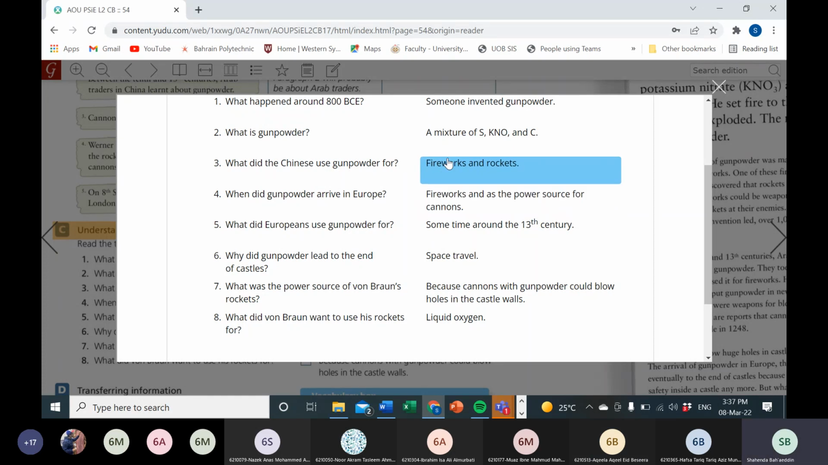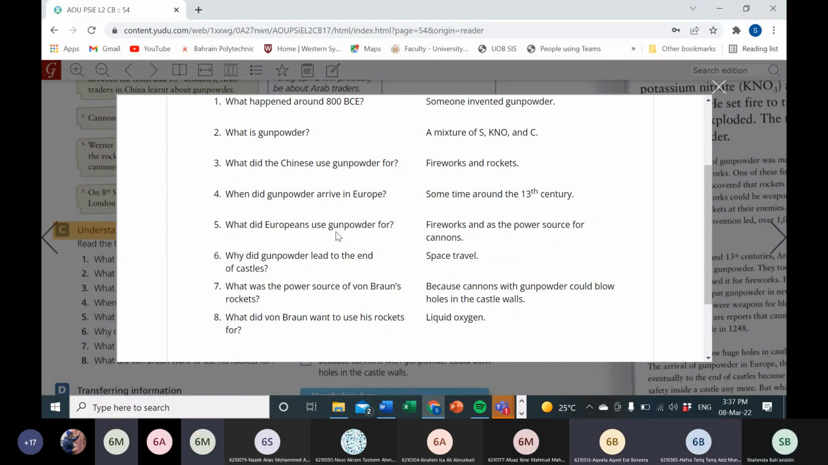When did gunpowder arrive in Europe? So here I am looking for timing. Sometime around the 13th century. Very good. What did Europeans use gunpowder for? So see the keywords, Europeans and gunpowder. I will be looking for Europeans and gunpowder in the text. What is the answer? Fireworks and as the power source for cannons. Very good.